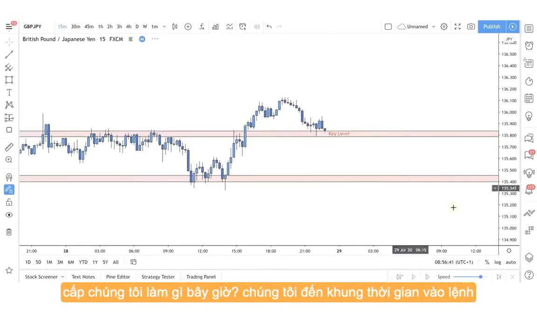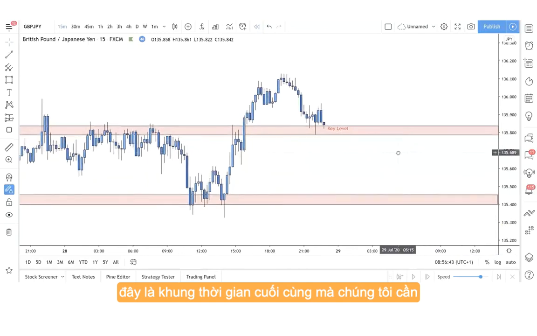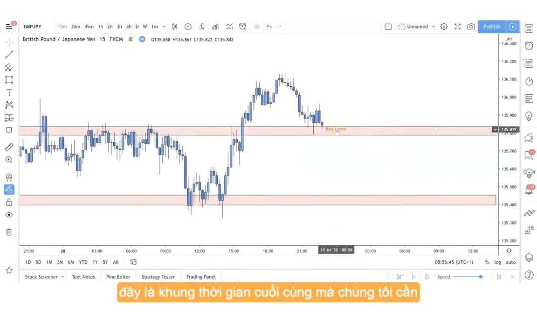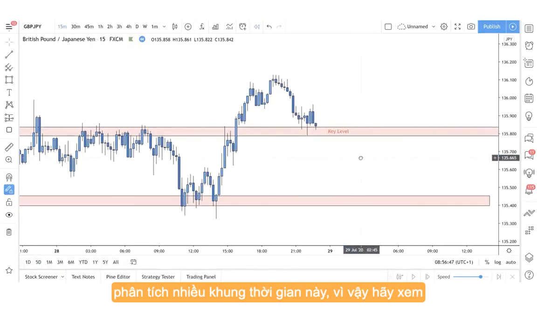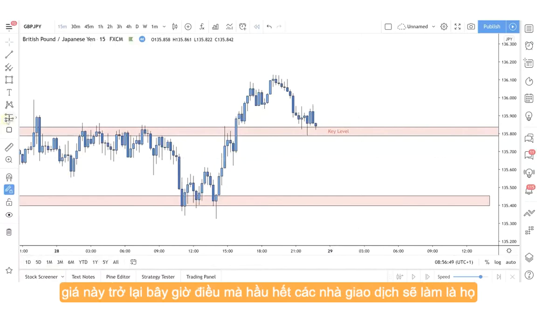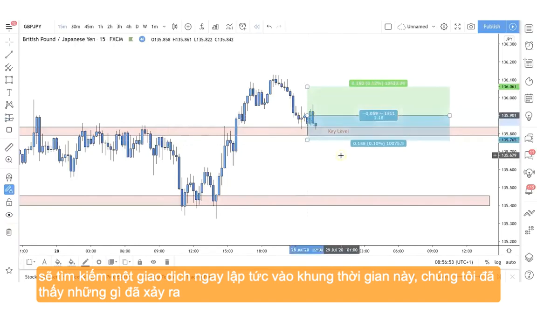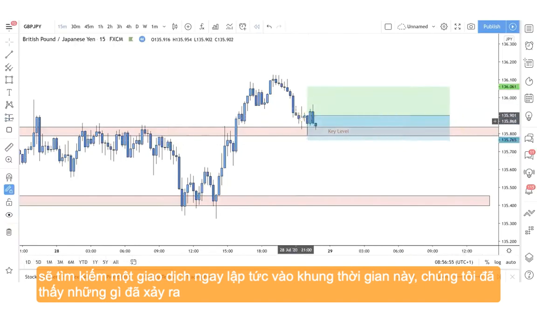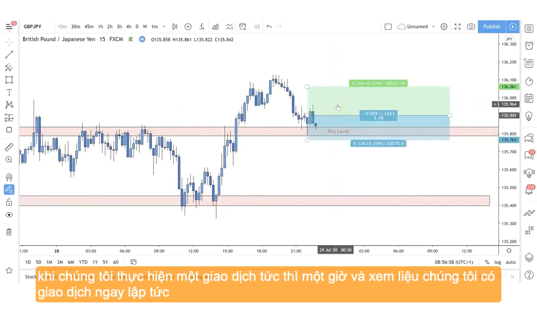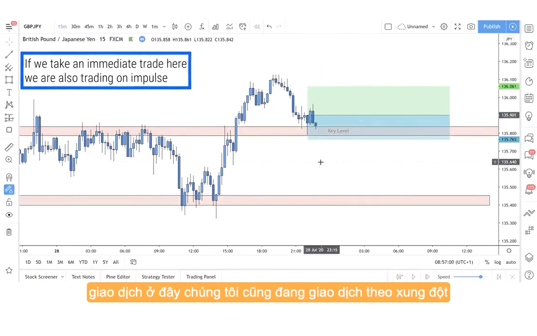Scaling down to our entry time frame, and this is the last time frame that we need for this multiple time frame analysis. So look at this, prices come back. Now what most traders will do is they will look for a trade immediately on this time frame. We saw what happened when we took an immediate trade on the hourly, and look, if we take an immediate trade here, we are also trading on impulse.